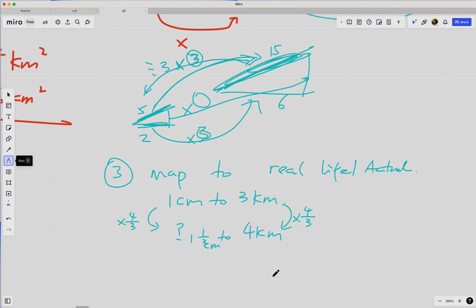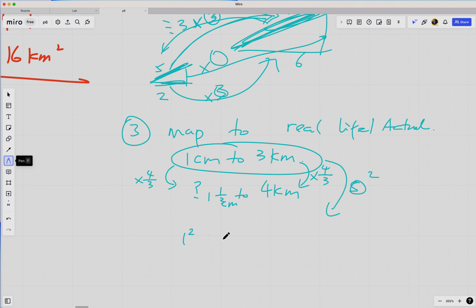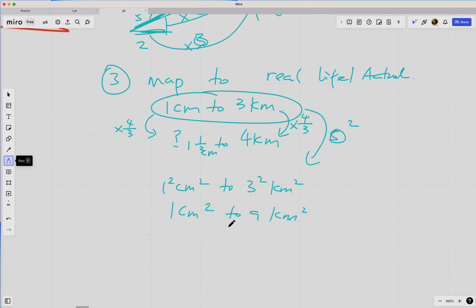So this is your length ratio, right? You square it to get the area ratio. So you square everything: 1 squared cm squared to 3 squared km squared. So it's 1 cm² to 9 km². In this case, they will tell you either the map area or the actual area, then you find the other one.